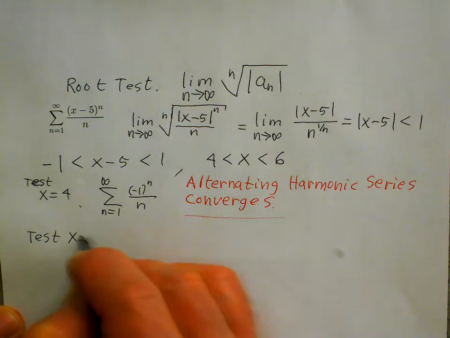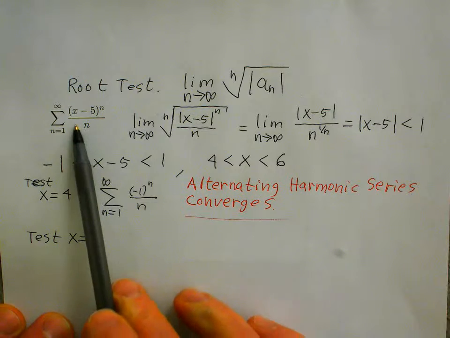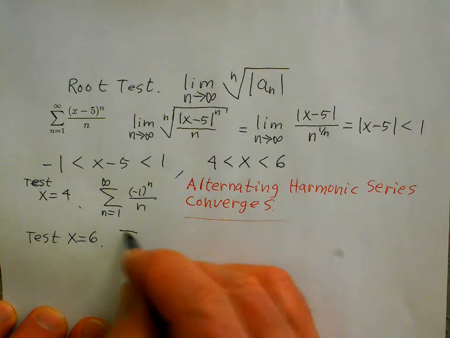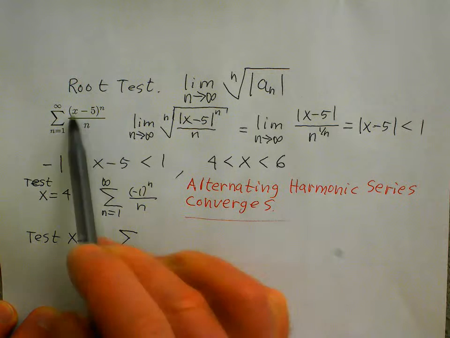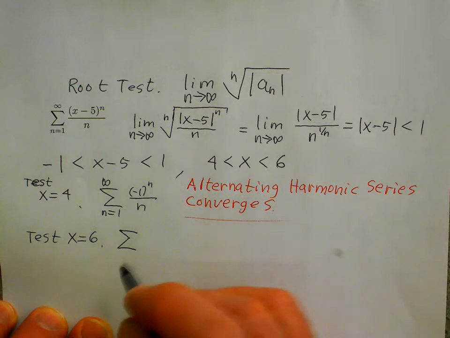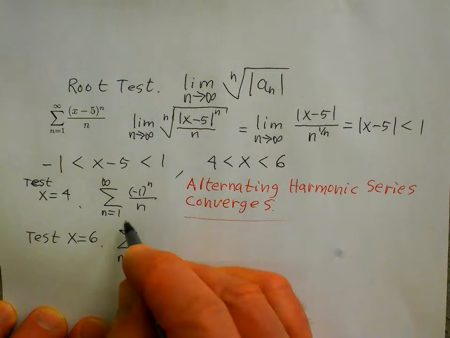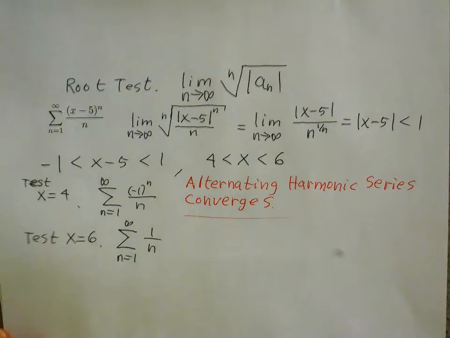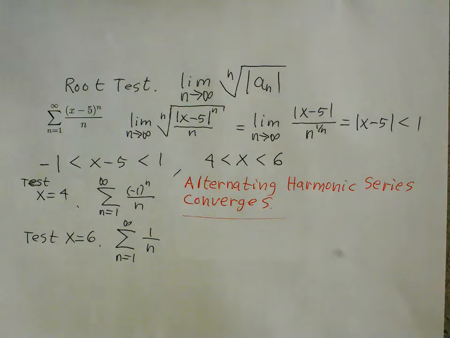The other endpoint 6, test x equals 6, replace x in the original series with 6. 6 minus 5 is 1. 1 to the n is 1. So we get this series, the terms are 1 over n. Do we know anything about this one? Yeah, it diverges. This is the harmonic series.